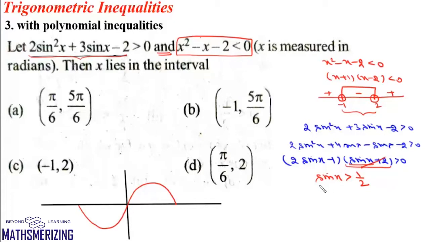Now we'll draw the graph of sin x. So that's the graph of sin x. Now we'll also draw this line 1/2. Now this point of intersection will be π/6 and 5π/6. Now we'll need this sin x to be greater than 1/2. So that means the interval that we are talking about is between π/6 and 5π/6.